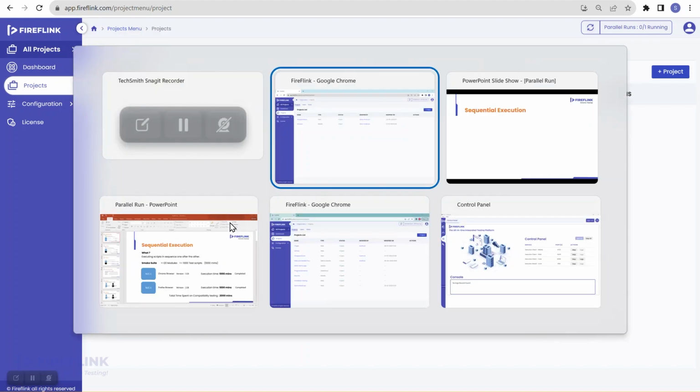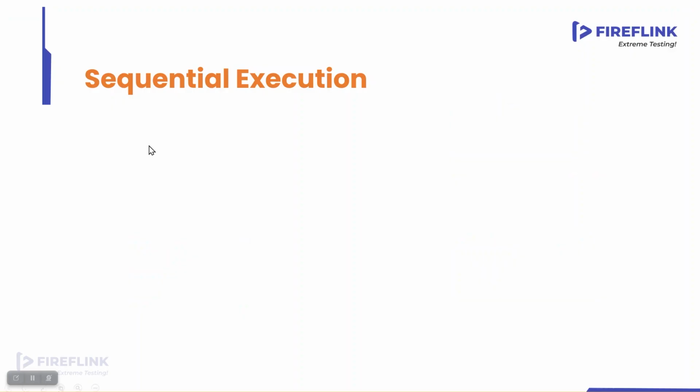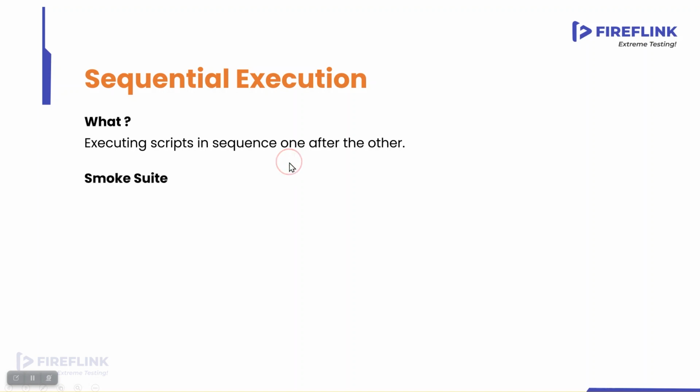Now let me go to the presentation. So here, first you will understand what is sequential execution: executing scripts in sequence, one after the other. So I have a suite, a smoke suite, and in that smoke suite I have around 20 modules. In those 20 modules, around 1000 scripts are present.